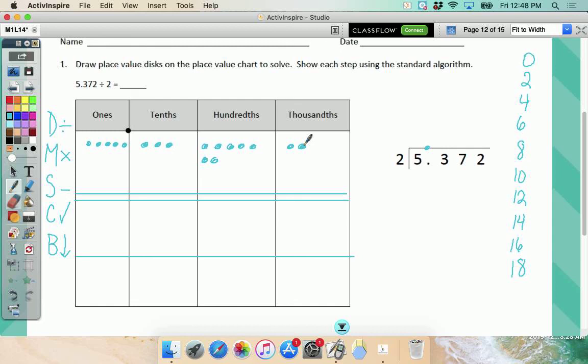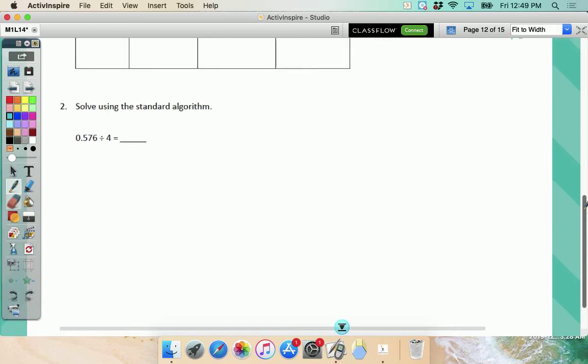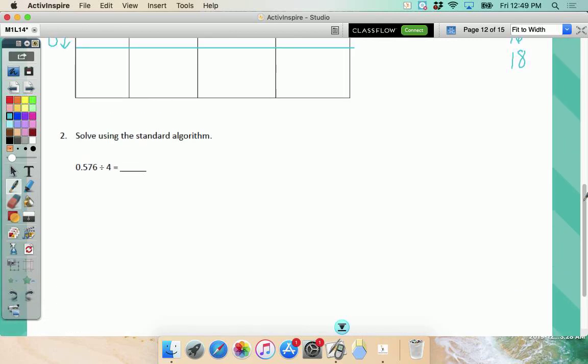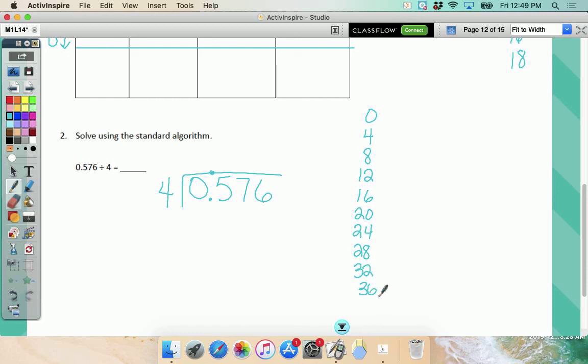Now, the second problem, okay, I want to show you the second problem. And then I'll go back and put that one back on there. But the second problem, 576 thousandths divided by 4, what will you skip count by? 4. Where can I stop? 4 times 9. Good. 36. All right. So go ahead and write that down.